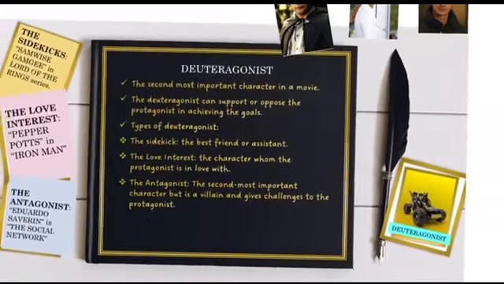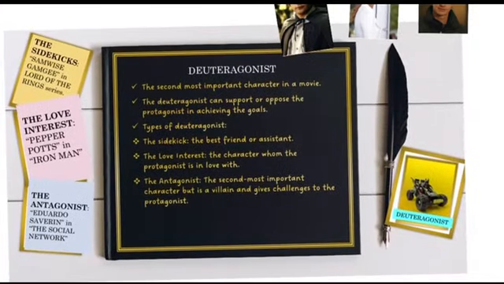The second type of deuteragonist is known as the love interest. I'm sure by now you should know what the love interest is, because we just discussed the role of the love interest earlier. And in the deuteragonist, okay, the character can also be the love interest. So the deuteragonist can also be the second main character whom the protagonist falls in love with.